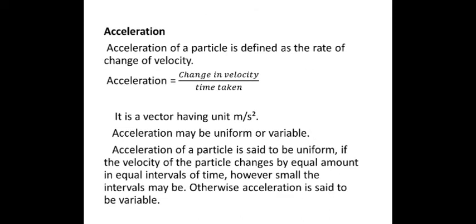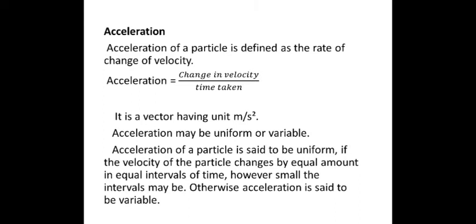Then we'll see the next physical quantity, that is acceleration. Acceleration of a particle is defined as the rate of change of velocity. We can write the formula of acceleration as acceleration equal to change in velocity divided by time taken. And this acceleration is a vector quantity having a unit meter per second square.